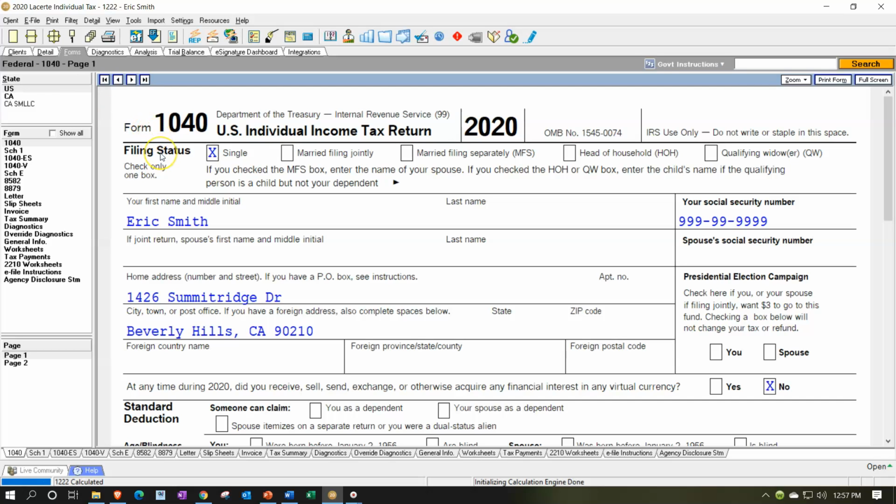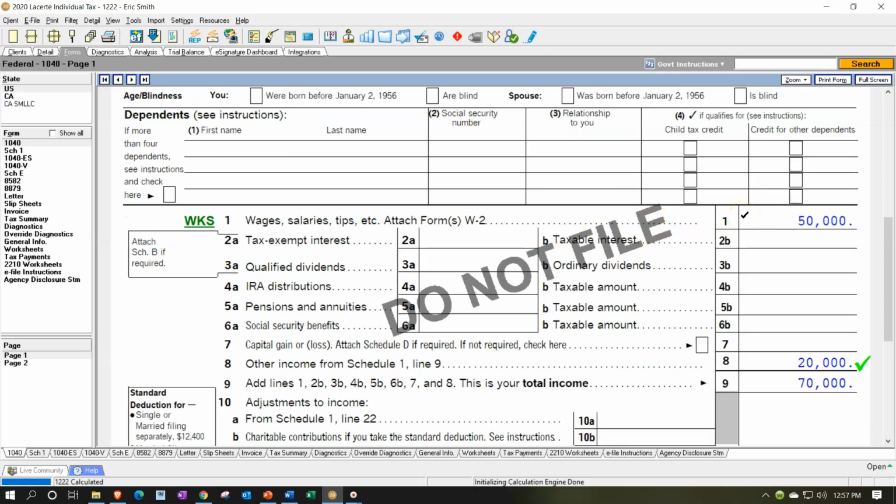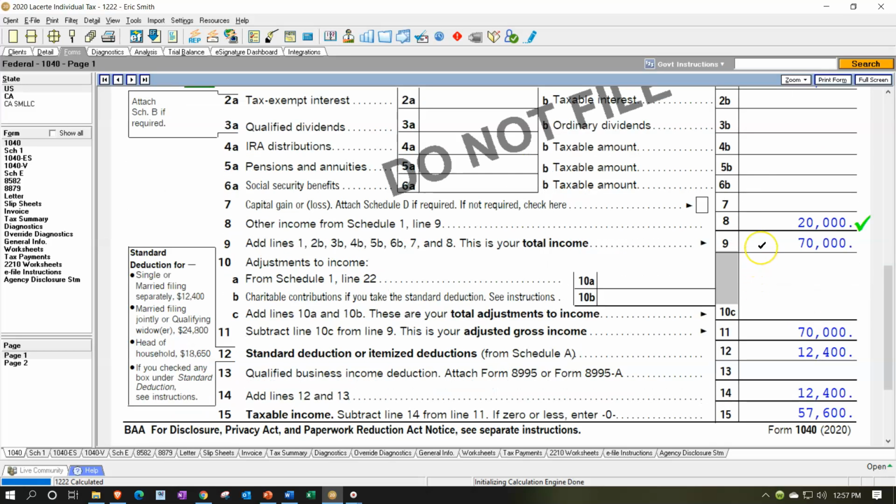We're going to start off with our scenario of the single filer, Eric Smith, living in Beverly Hills 90210. We've got the $50,000 as the starting point on the W-2 wages. The point we're focusing in on here is going to be line 8 for the 1040. That's where the Schedule E income is flowing in. It's going from the Schedule E to the Schedule 1 and then ultimately here to the 1040. That's going to give us our $70,000 of total income. We have the standard deduction, $12,400, to give us the taxable income of $57,600.